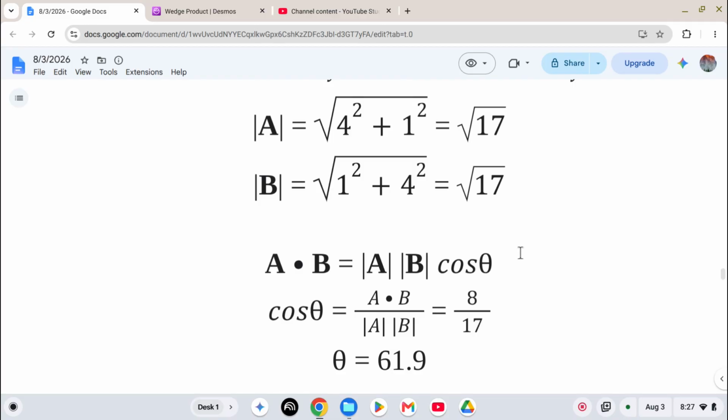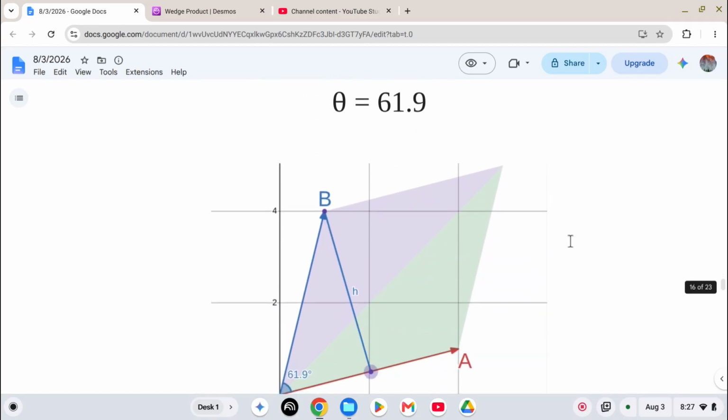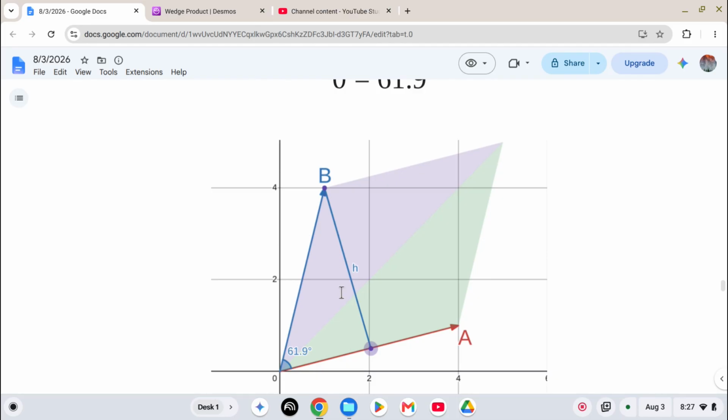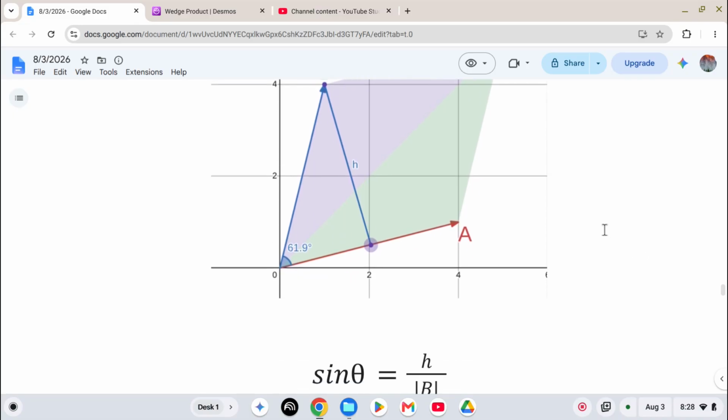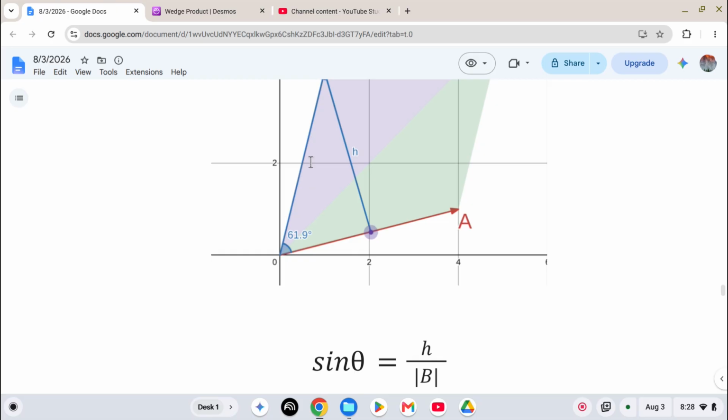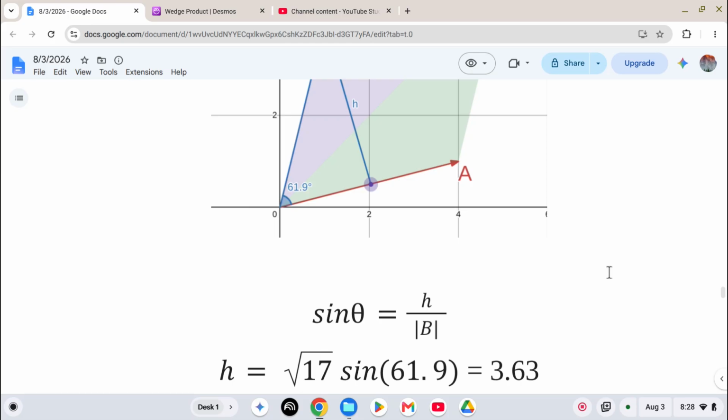Well, what's that going to do for us? Now that I know this angle, the angle between A and B, I just drop a perpendicular here. I don't even care where it lands. So what is the sine of this angle? The sine of this angle is the opposite over the hypotenuse. The hypotenuse is the magnitude of vector B. So the sine of this angle is equal to this height divided by the magnitude of B. We solve for H, and we get 3.63.